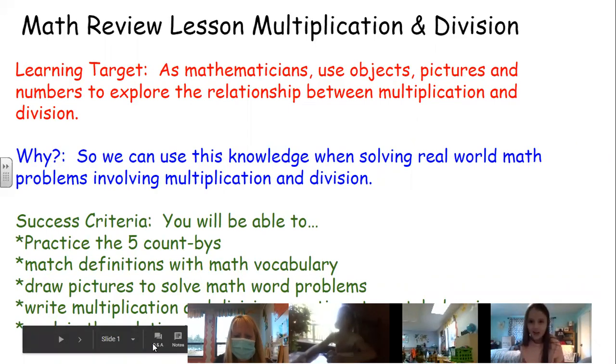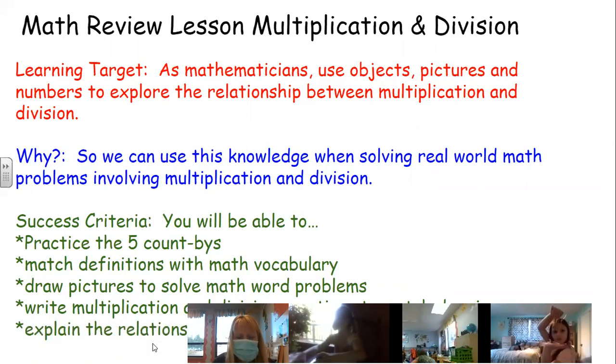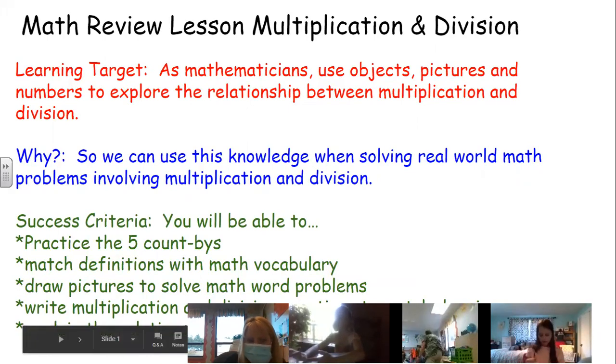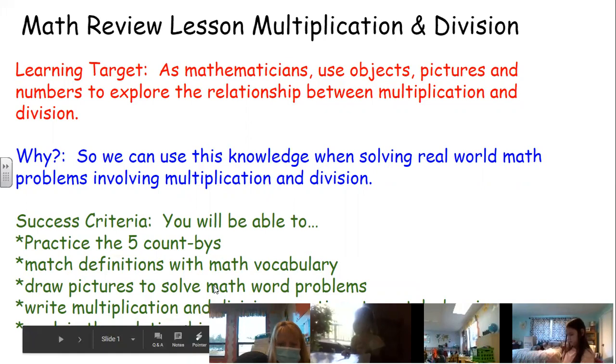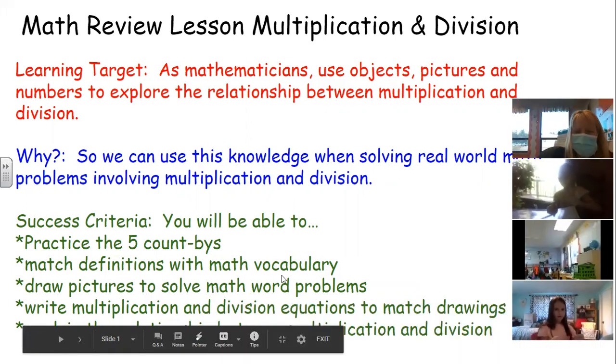All right, so hopefully at home you have 12 objects or you're ready to draw. Why are we doing this? This is so we can use this knowledge when solving real-world math problems involving multiplication and division. I taught multiplication at the beginning of the week, and by the end we were already talking about division. You'll be able to practice the fives count bys, match definitions with math vocabulary. We're going to do a fun game. Draw pictures to solve math word problems. Write multiplication and division equations to match your drawings. And then explain the relationship between multiplication and division.